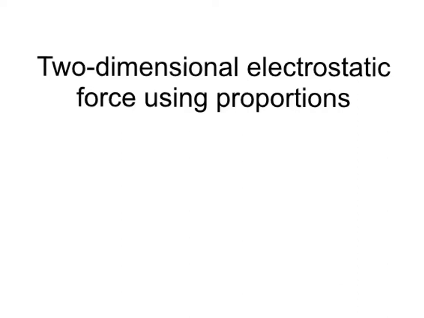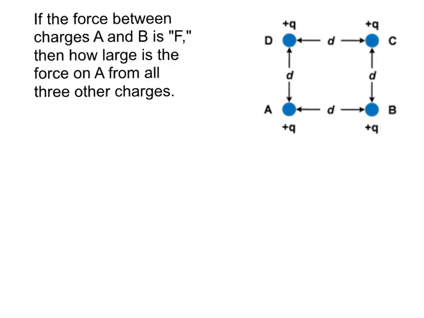Now here's an example of a two-dimensional electrostatic force question where we again use proportions and some basic geometry laws to save ourselves a whole lot of calculation. The setup for this one is four identical positive charges at the corners of a square. And the charges are labeled A, B, C, and D.